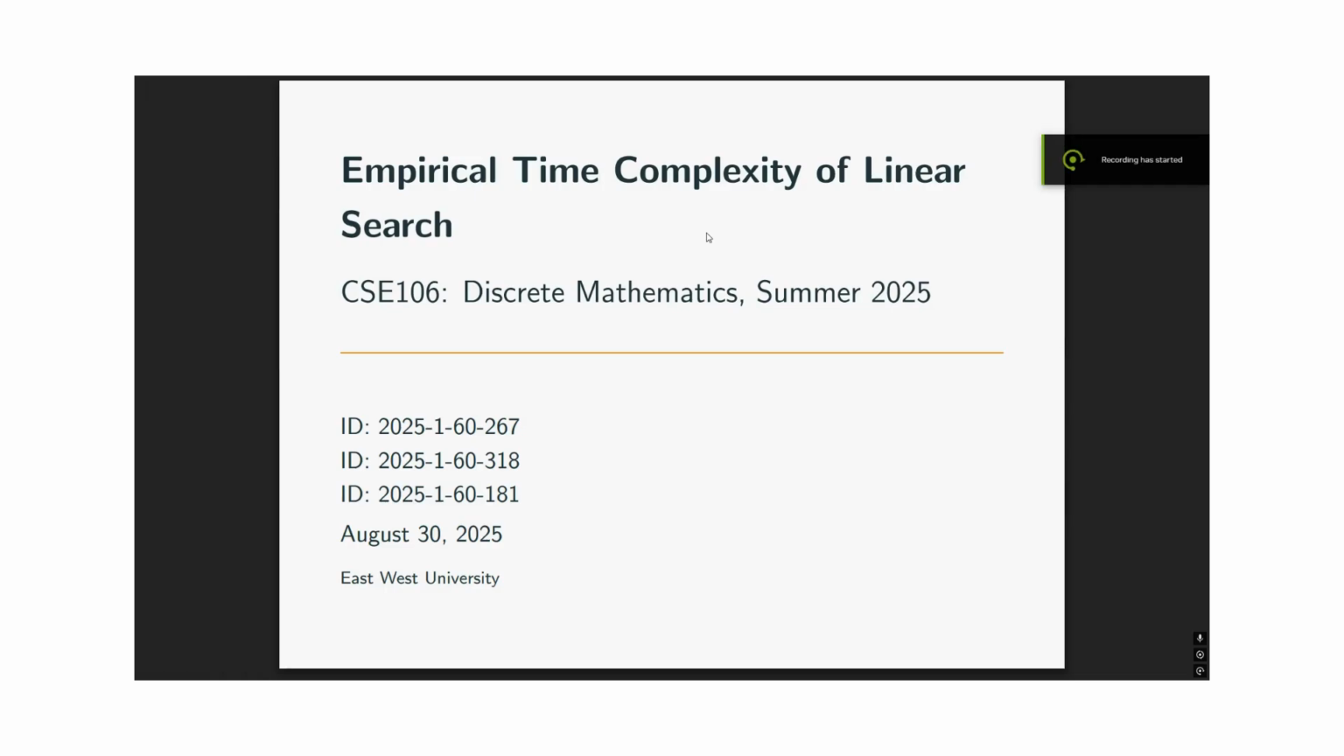Today we will be presenting two mini projects for our CSE 106 course, Discrete Mathematics. My name is Mohammad Mustafa Hossain and my ID is 2025160267, and my other two members are Mahmudur Rahman, whose ID is 2025160318, and Nazmul Hossain Siam, whose ID is 2025160181. Our first project is an empirical analysis of time complexity of linear search algorithm.